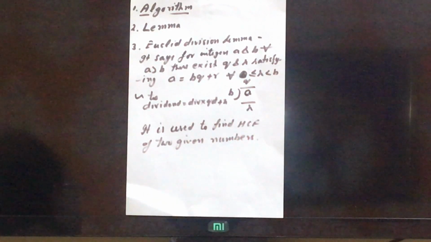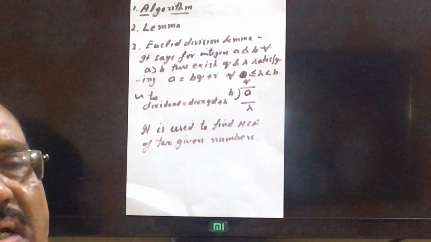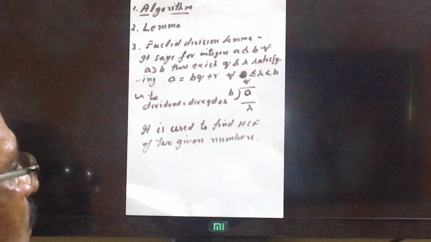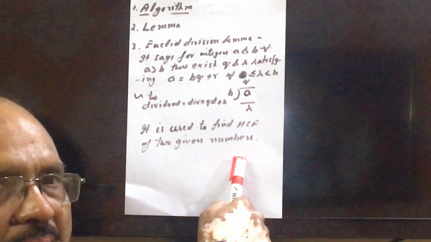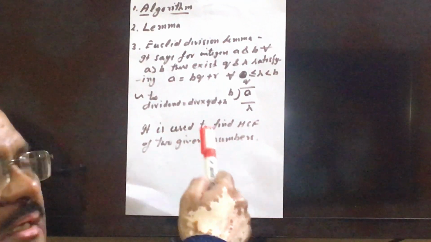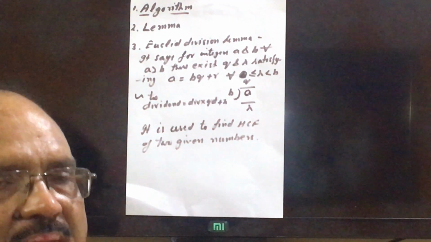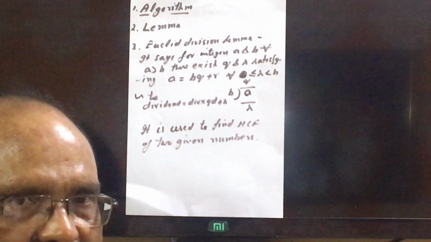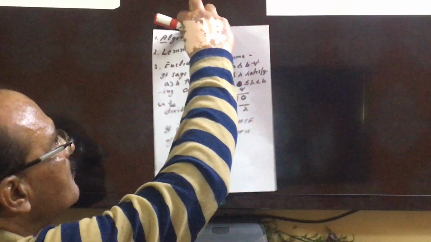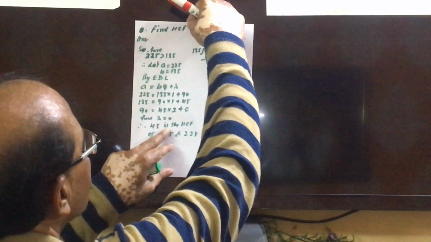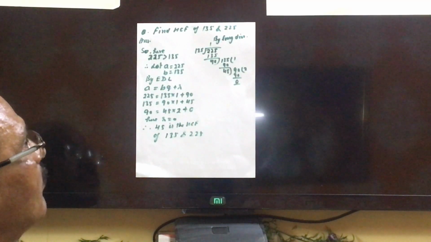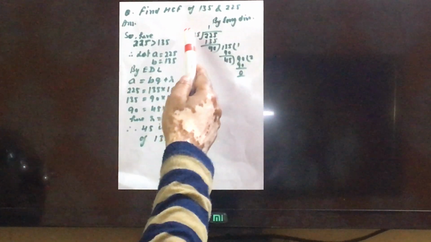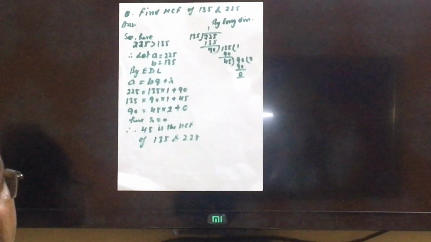So this Euclid division lemma we normally use to find the HCF of two given numbers, out of which one number is bigger than the other number. In this case, we can find the HCF of three numbers, but there we cannot use this theorem. Now children, you see one problem. Find the HCF of 135 and 225.